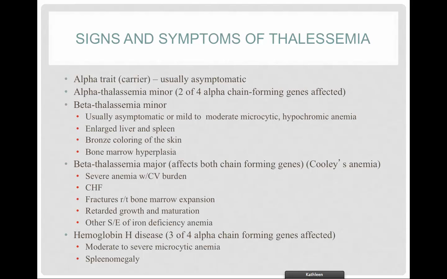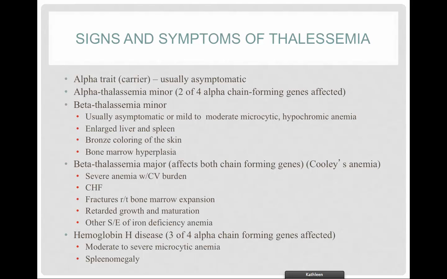Beta thalassemia major affects both chain forming genes, which is also called Cooley's anemia. This is beta thalassemia major. Patients have severe anemia with cardiovascular burden, meaning they have shortness of breath, chest pain, CHF, fractures related to bone marrow expansion, retarded growth and maturation, and other side effects of iron deficiency anemia.